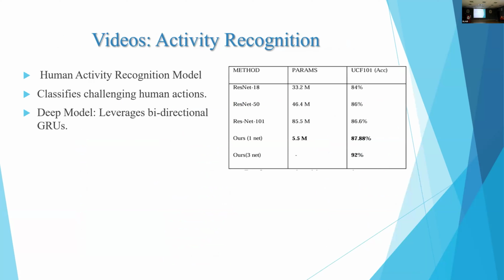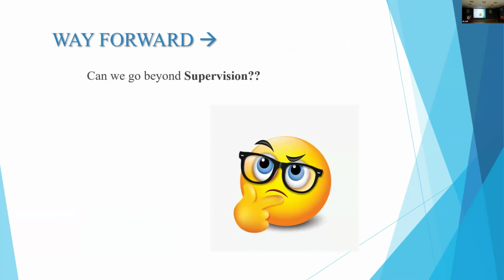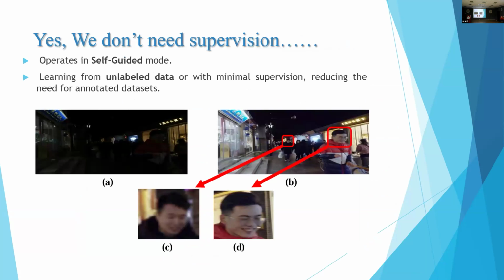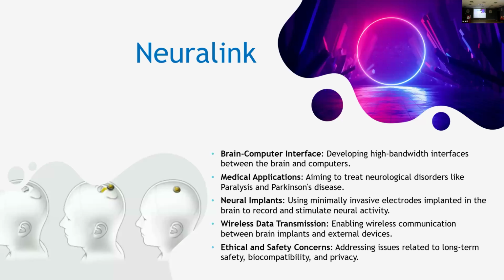We also have some work on activity recognition, and the result is also very good as compared to the existing ResNet 18, 50, even 101, but with a reduced number of parameters. And we also have some work on self-supervision without a supervised model. Can we work that way? From this, we are obtaining this one. This is the low light image. This is the output image, without any supervision. And so much success.